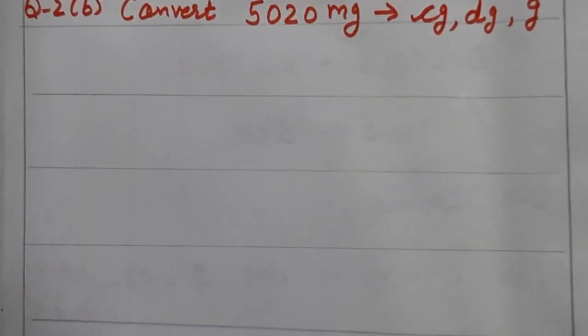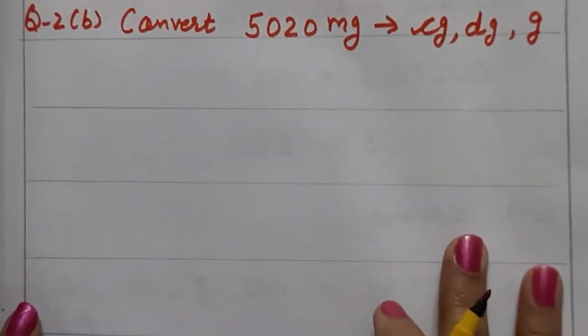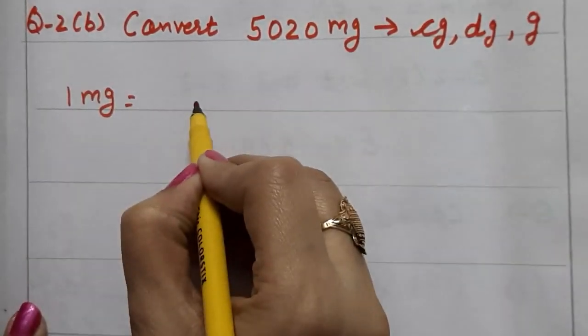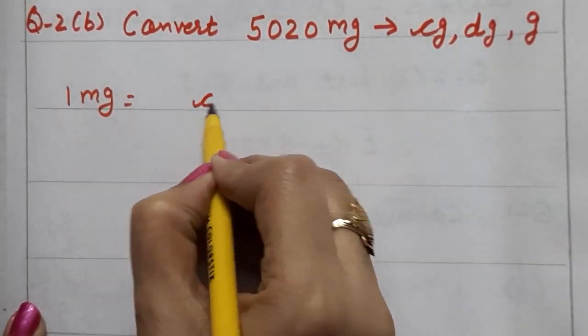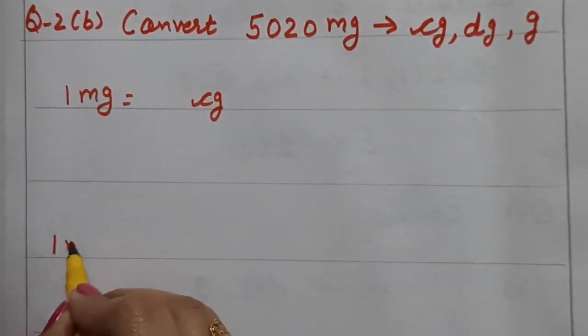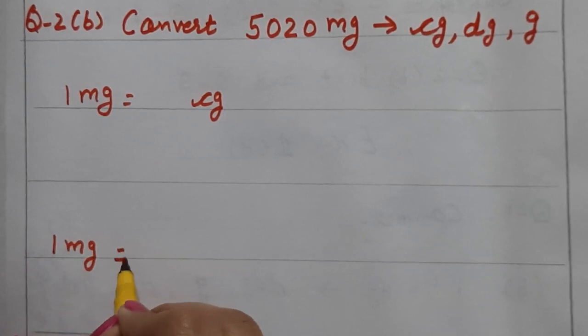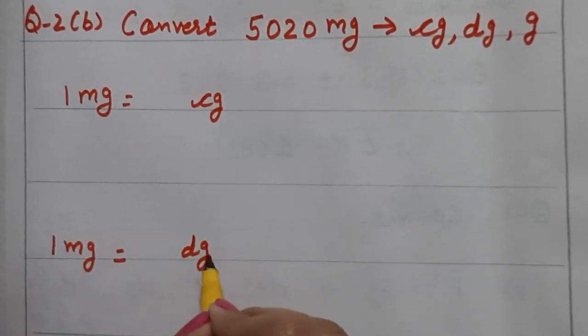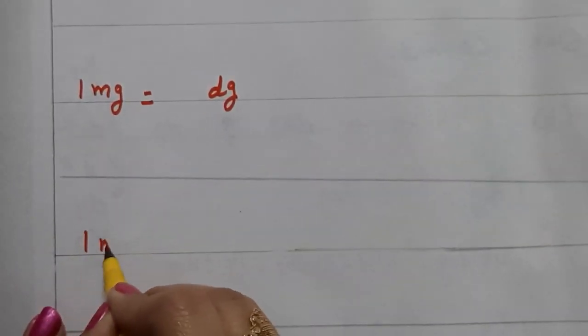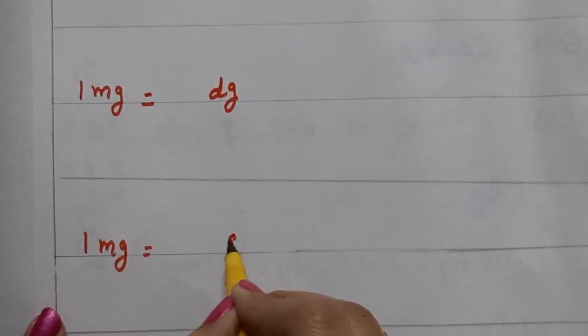First of all, write down which formulas we want. 1 milligram is equal to dash centigram. Next we want 1 milligram is equal to dash decigram. And next we want 1 milligram is equal to dash gram.